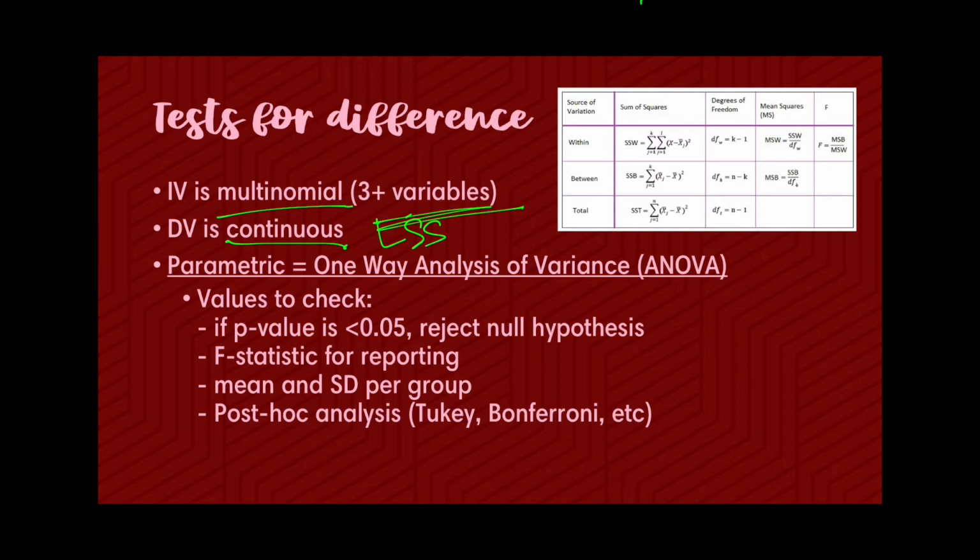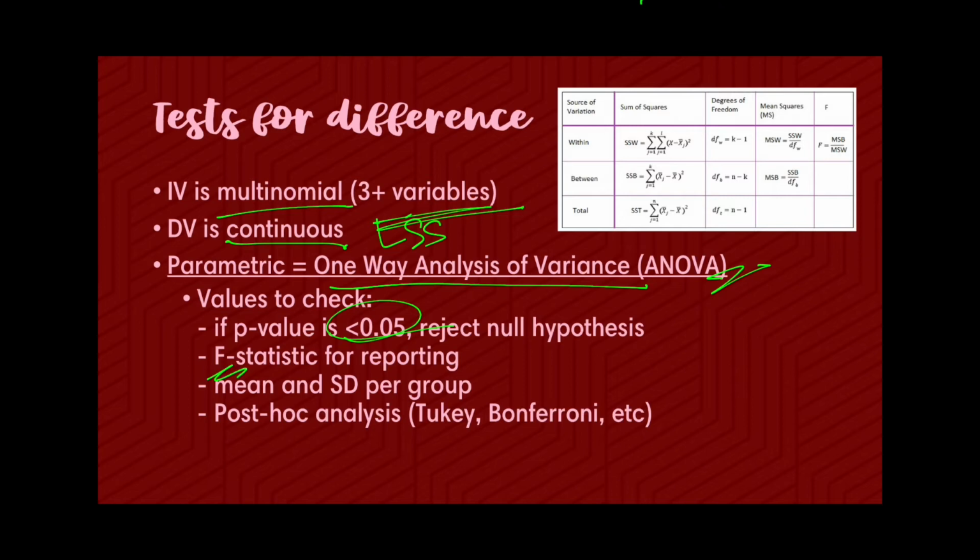If it is a parametric test, ibig sabihin you can assume that there is normality, no. Then you can use what we call a one-way analysis of variance, or ANOVA, no. So what are the values that you need to check upon generating your ANOVA? So first, of course, is the p-value. So if it's less than 0.05, then you can reject the hypothesis.